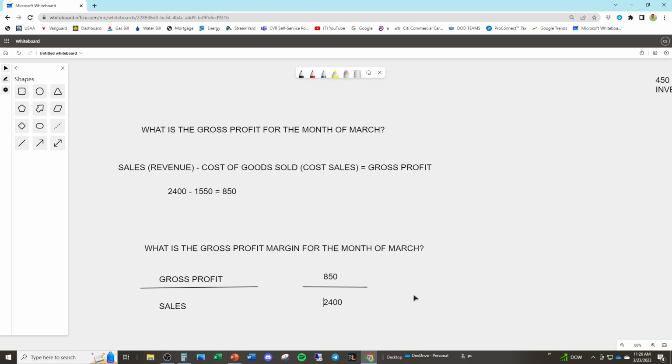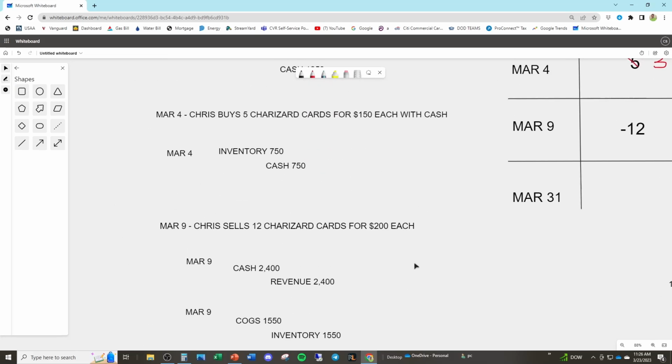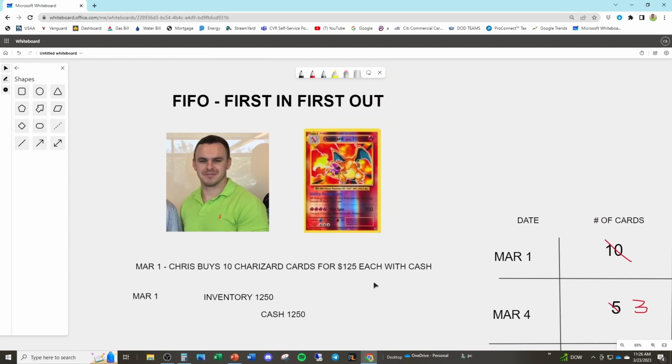So that is FIFO, okay? There's LIFO, there's average cost. There's all sorts of ways you can account for inventory. This is just one way to do it. Hopefully that makes sense. Hopefully you learned something.